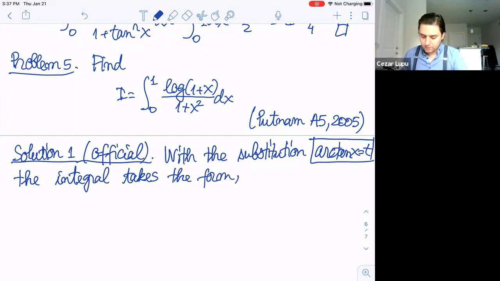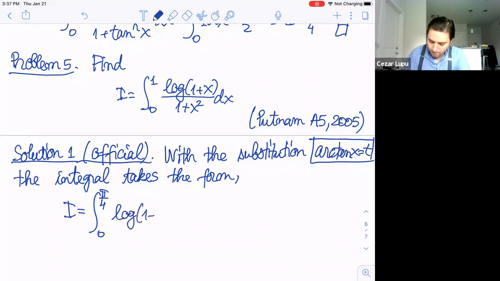Let's see. So I will be, since 1 plus x squared is handled by the substitution, this would be nothing else than just the integral from 0 to pi over 4 of log of 1 plus tangent of t, dt.